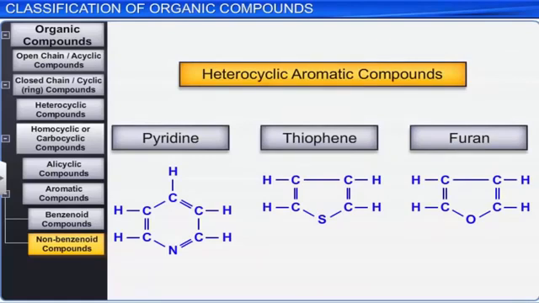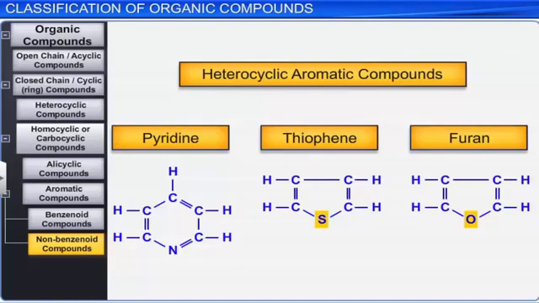These compounds contain heteroatoms such as nitrogen, sulfur or oxygen in addition to carbon atoms in the ring and resemble benzene in their properties. For example, pyridine, thiophene and furan are heterocyclic compounds containing heteroatoms nitrogen, sulfur and oxygen respectively.